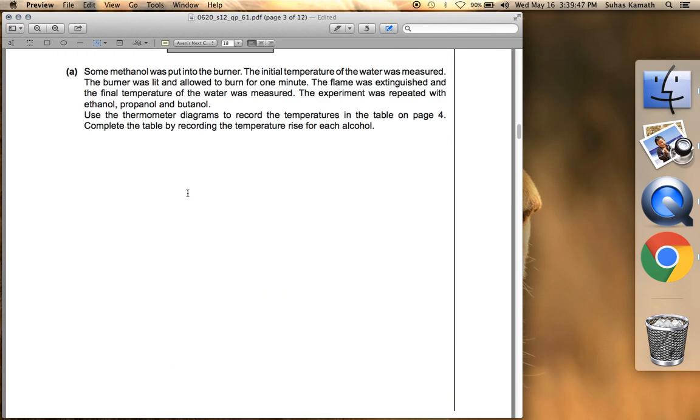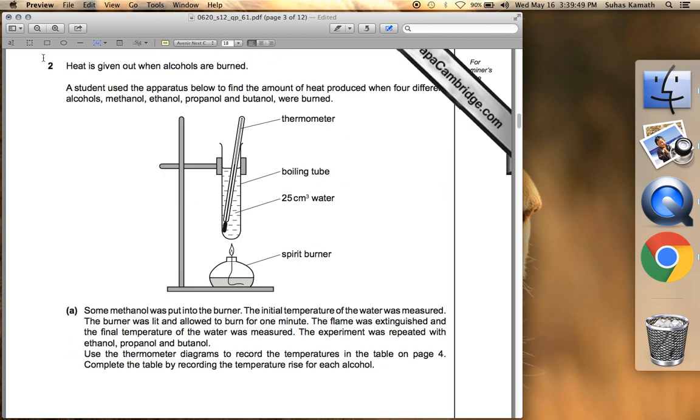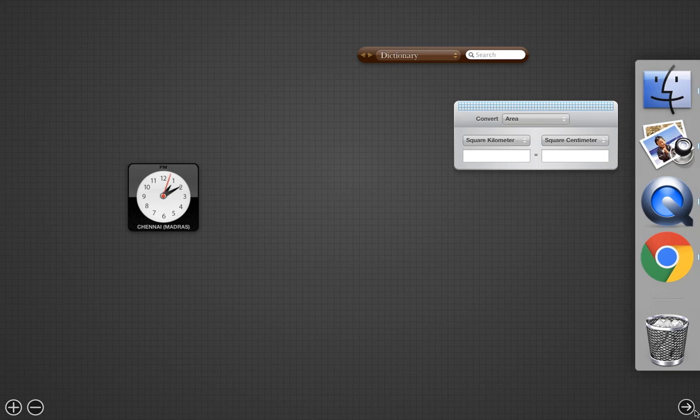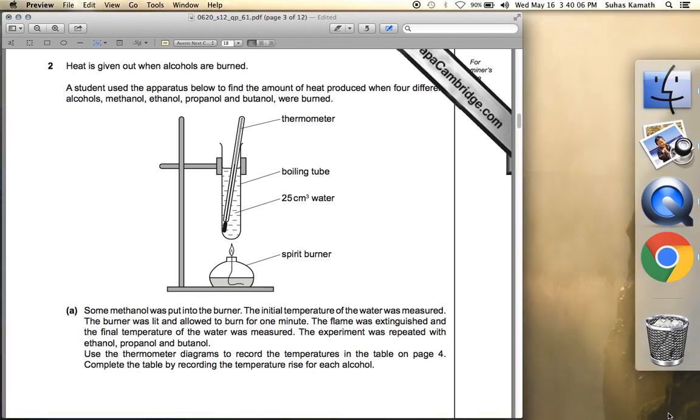Heat is given off when alcohols are burnt. A student used the apparatus below to find the amount of heat produced with 4 different alcohols: methanol, ethanol, propanol, and butanol were burnt. You can see the apparatus and some methanol was put into the burner.